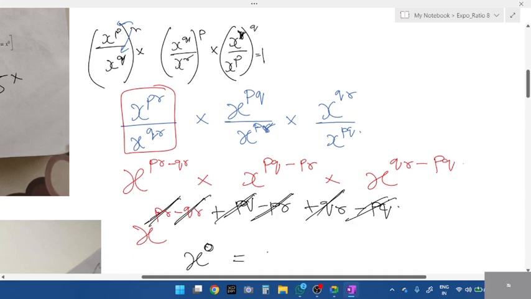Anything to the power of 0, what's the answer? 1. Enough, complete. Another 3 questions left. Every day we'll solve one. Let me see. Saturday or Monday I'll conduct a test. 3 chapters: exponents, circle, and ratio and proportion.